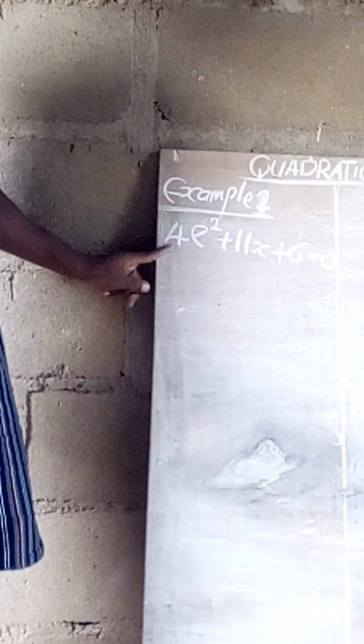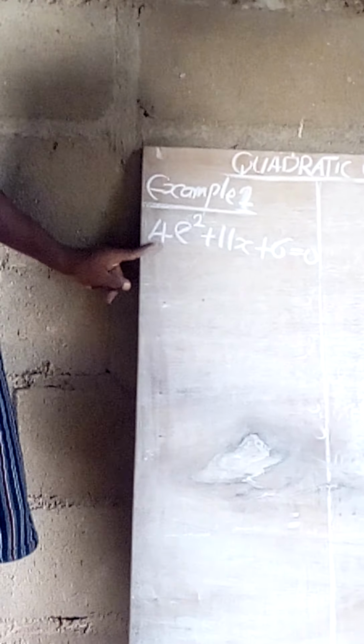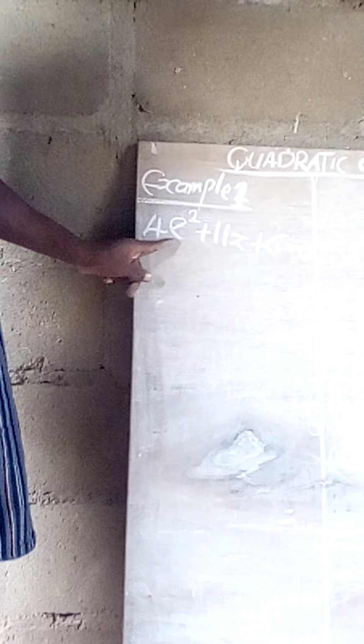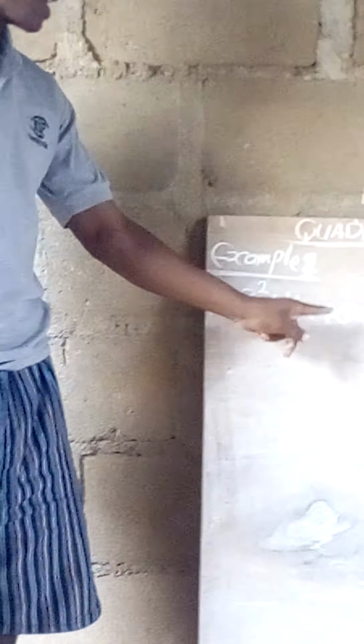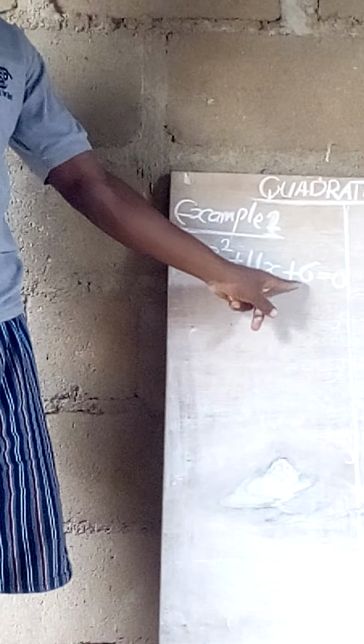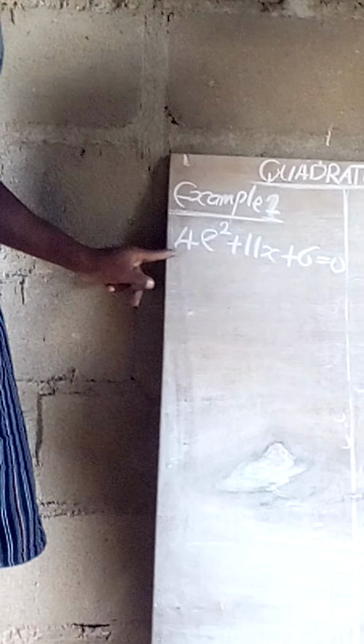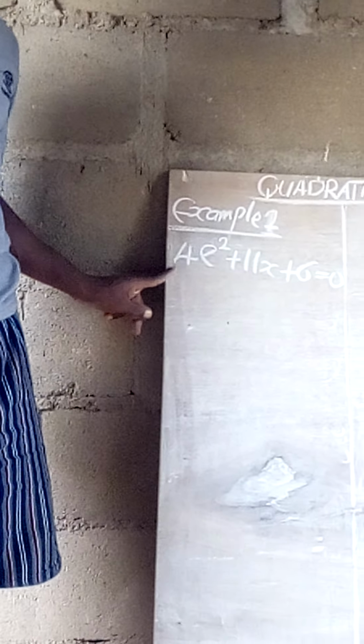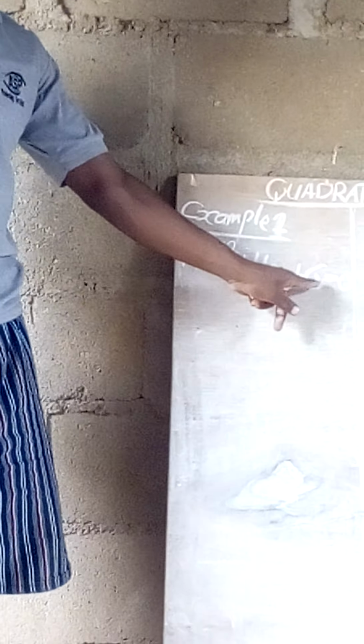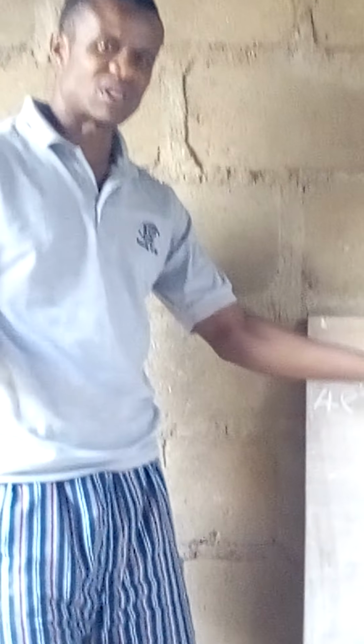In this case, what you do here is this: look at the coefficient at the back of the squared variable. You now multiply it by the constant. That's the first stage. The first stage is you look at that number at the back of the squared variable, then you multiply it by the constant first.